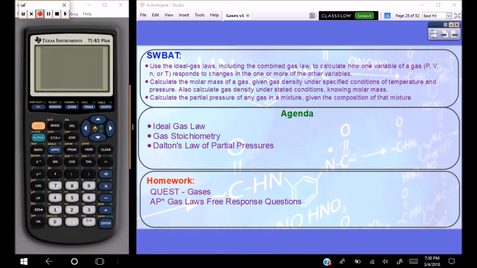Hello class, today we are jumping into the ideal gas law and Dalton's law of partial pressures. We're also going to do a little bit of gas stoichiometry, so get used to doing some mole conversions again, and we'll go from there. This still goes well with the quest on gases, and also might help you on some of the gas law free response questions.